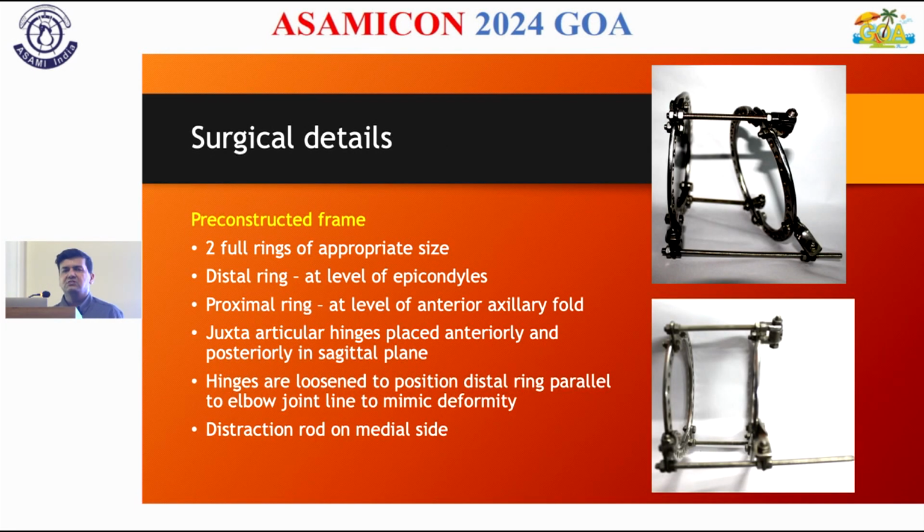If we talk about the surgical details, usually we make a pre-constructed frame with 2 full rings of appropriate size. The distal ring has to be kept at the level of the epicondyles, the proximal ring at the level of the anterior axillary fold. We place juxta-articular hinges anteriorly and posteriorly in the sagittal plane. Hinges are loosened to position the distal ring parallel to the elbow joint line to mimic the deformity, and a distraction rod is placed on the medial side.